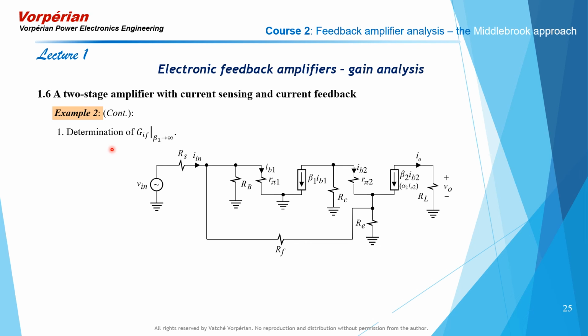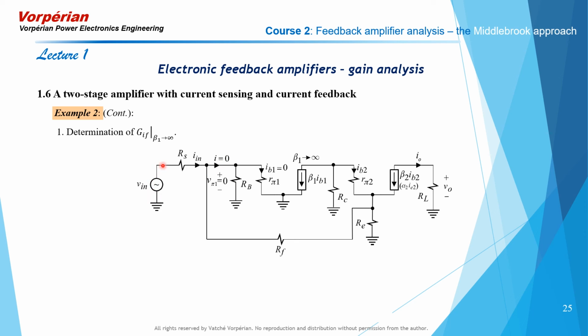We are now going to determine the ideal closed loop transconductance with beta 1 infinity, and we do that on the circuit diagram. This is mostly a review. Beta 1 goes to infinity, IB1 goes to 0. That makes the voltage V pi 1, that is the voltage that appears across RB and R pi 1, go to 0. That makes this current go to 0.